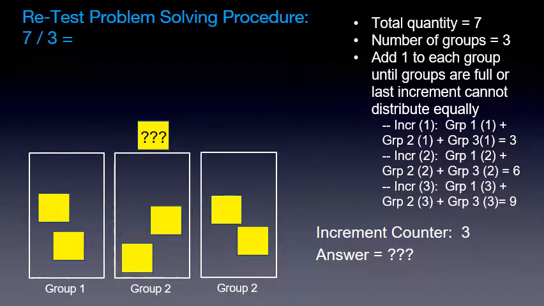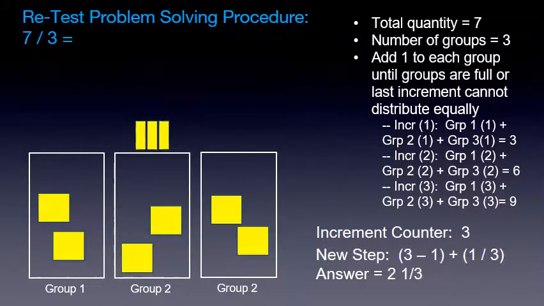For increment 3, we have to apply our new rule. Our new rule is the counter 3 minus 1 plus the number left over, which is 1, divided by the number of groups, 3. The answer is 7 divided by 3 equals 2 1/3.